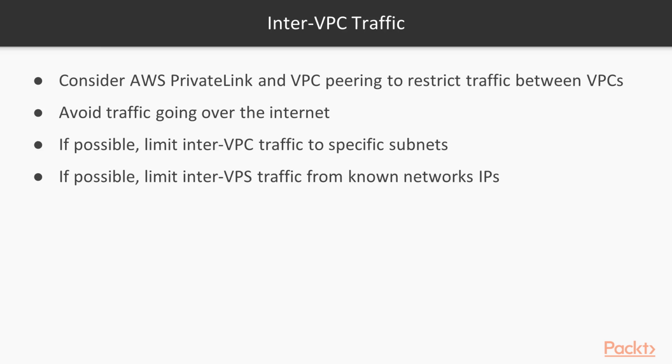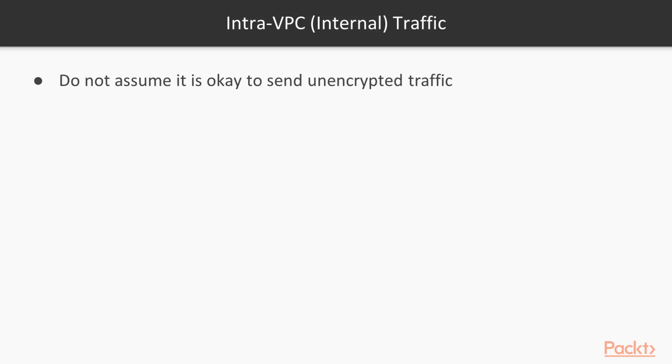If at all possible, limit incoming inter-VPC traffic to specific subnets. And if possible, limit inter-VPC traffic to and from known IPs. Again, these limitations may not be practical in every context, but it's important to see if you can try and limit the inter-VPC traffic as much as you possibly can.